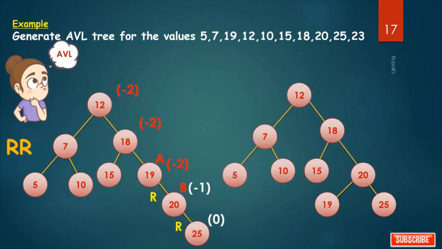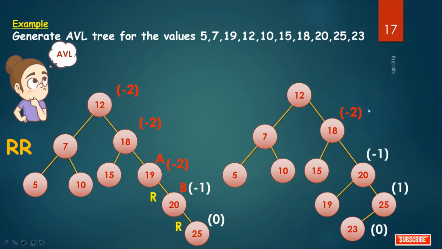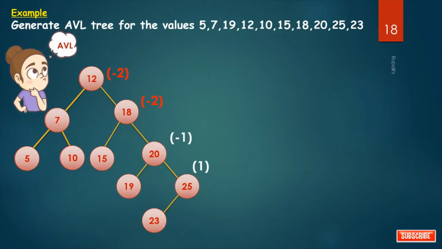Now check the balance factor. It is 0, it is 0, it is minus 1, it is minus 1. The tree is balanced. Now add 23. 23 is the left child of 25. Check the balance factor. See, here the balance factor is minus 2. So which one is our A node? That is this node. 18 is our A node.